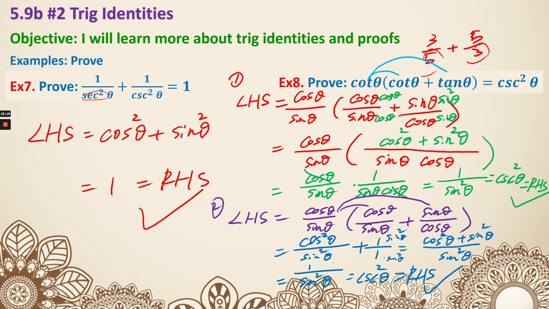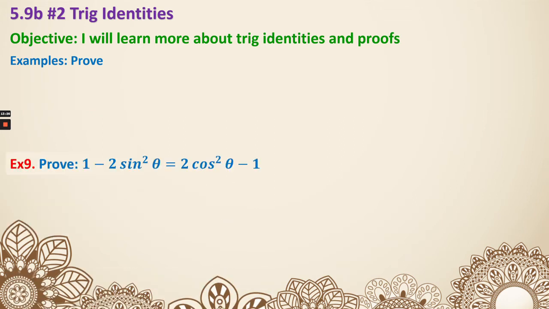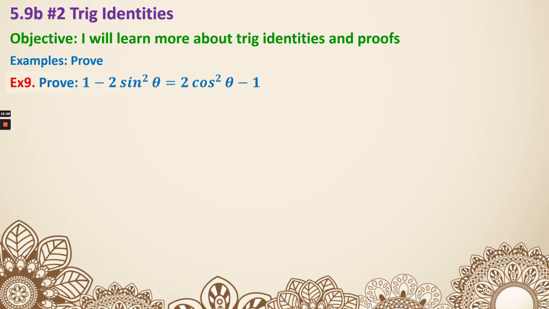And of course, like I said, if you choose to distribute at the very beginning without changing them into cosine or sine, that is going to be a third method. It works the same way as the second one. That's example 8. Next, example 9. Let's start from the left-hand side.